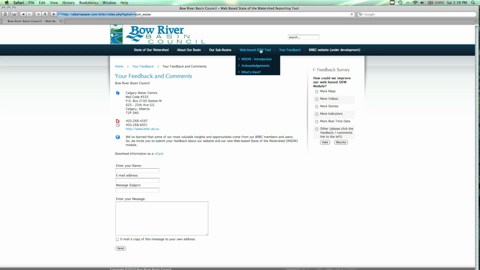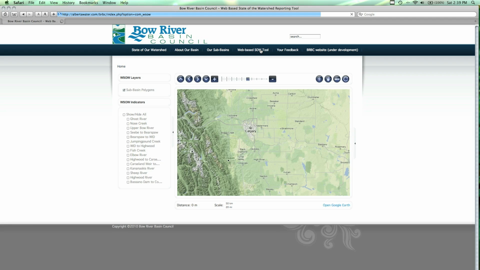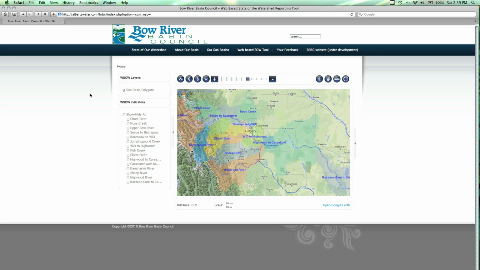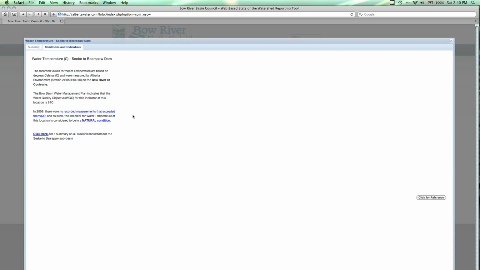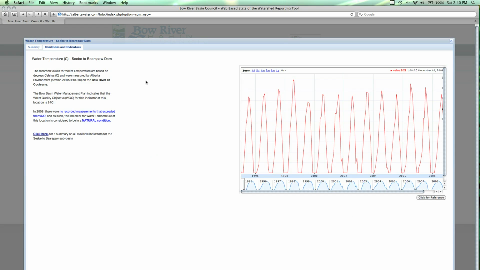The final component of this tool is one that we're still fine-tuning and developing, but it provides an interactive mapping application that allows you to click on various sub-basins and to look at the conditions and indicators within that sub-basin. For instance, let's look at the CB to Bears Paw sub-basin. You'll notice that when we click on this icon, a pop-up window appears. This is the pop-up window for water temperature in the CB to Bears Paw sub-basin.